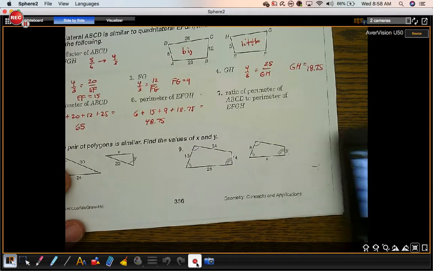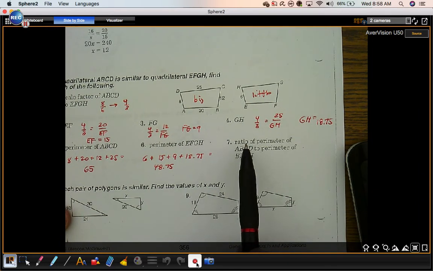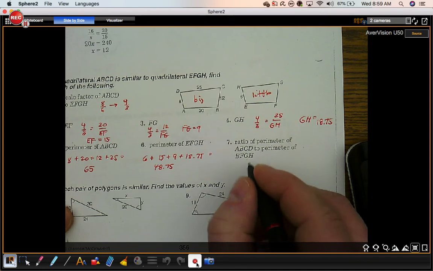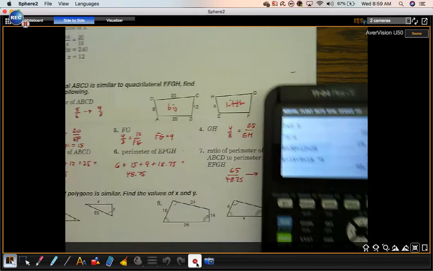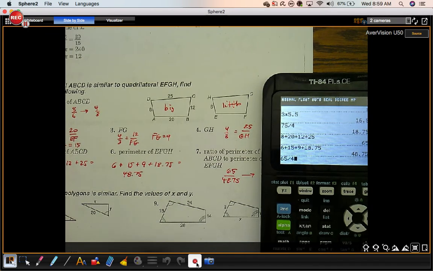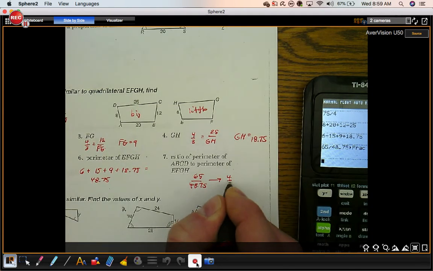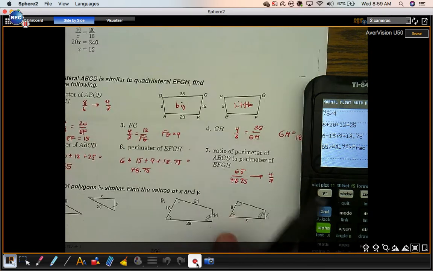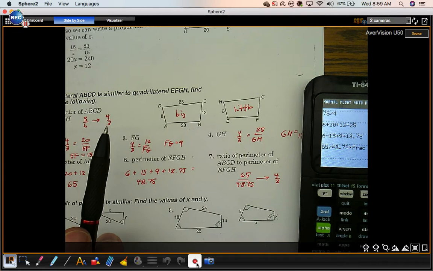Now for number 7, this is a really neat concept that we're going to get to a little bit later. We want the ratio of the perimeter of the big figure compared with the perimeter of the small figure. So we're doing 65 to 48.75. And guess what that equals? Notice how it's 4/3. It's not a coincidence. The ratio of the perimeters is going to match your similarity ratio. Always.